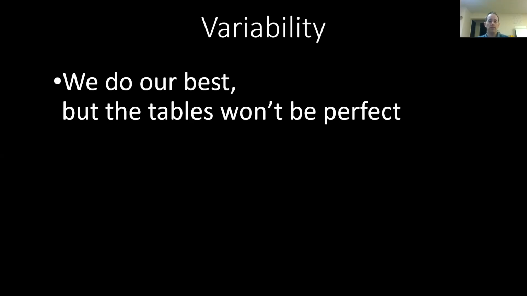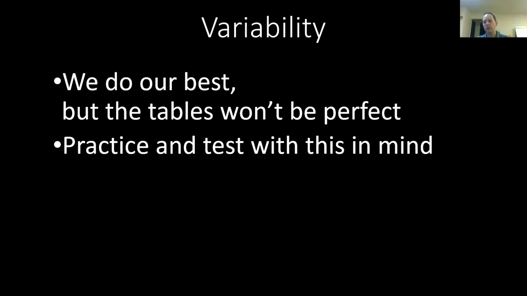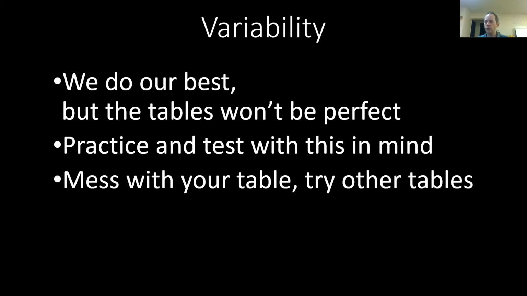So variability. We, meaning the people who set up the competition tables, do our best, but the tables won't be perfect. So you should practice and test with this in mind. One thing you can do is to mess with your table, try other tables. One of the things we sometimes do is partner with another team and say, hey, can we go run our robot on your table and you come run your robot on our table?